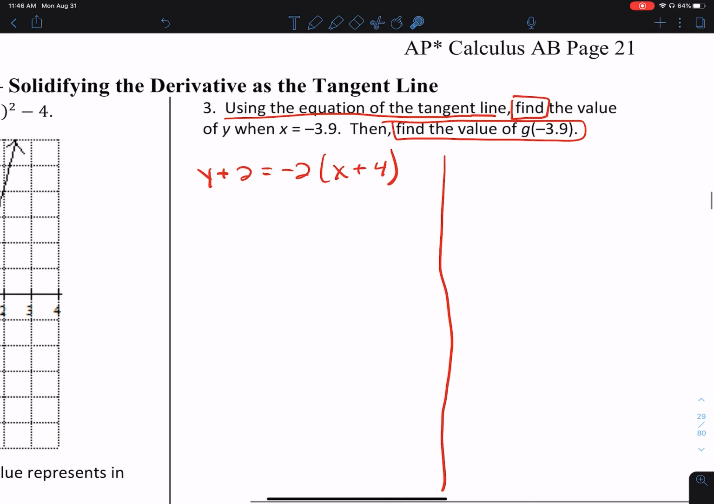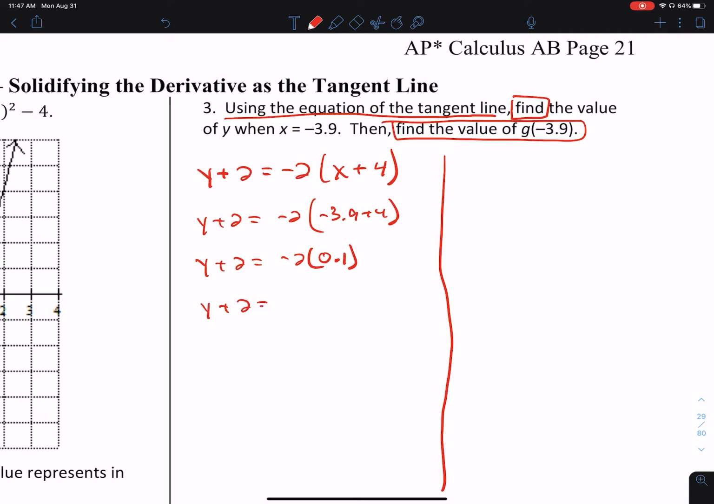So it tells us exactly what to do. Using the equation of the tangent line right here, find the value of y. So we're supposed to solve this equation for y when x is negative 3.9. So let's do that. Negative 3.9 plus 4 is 0.1. Negative 2 times 0.1 is negative 0.2. If you subtract 2 from both sides, you're going to get negative 2.2.